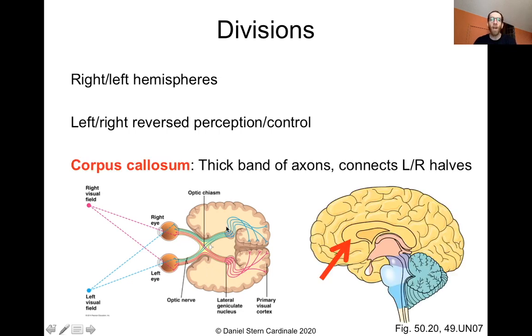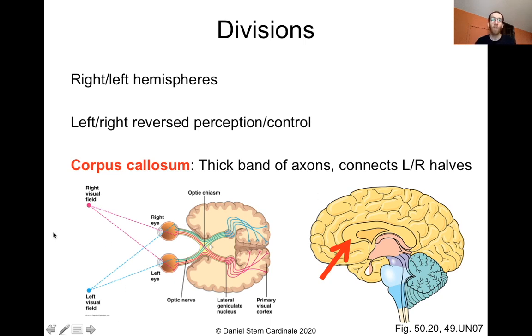The 2 sides of the brain are connected by a structure called the corpus callosum, which is this really thick band of axons, and it's this structure right here, but you're not going to have to identify it. It connects the 2 hemispheres of the cerebrum. And this is really important because it allows your entire brain to ultimately process both visual fields.